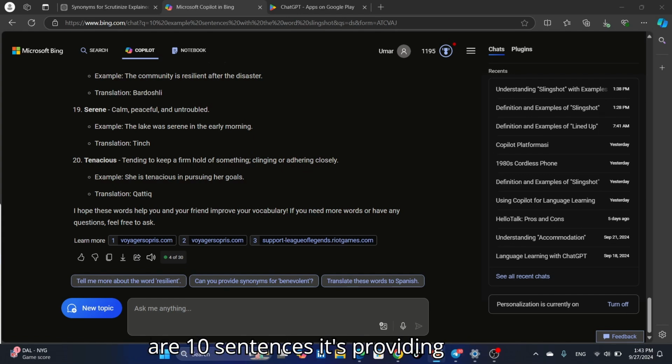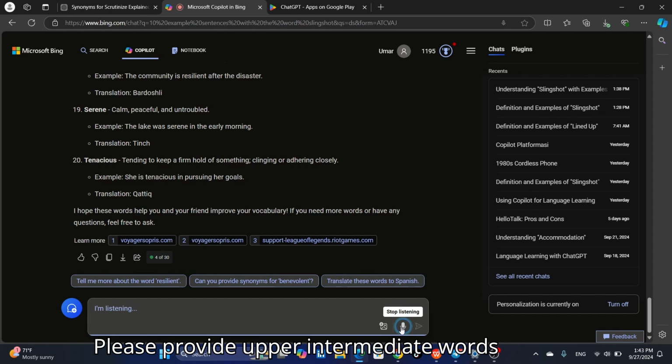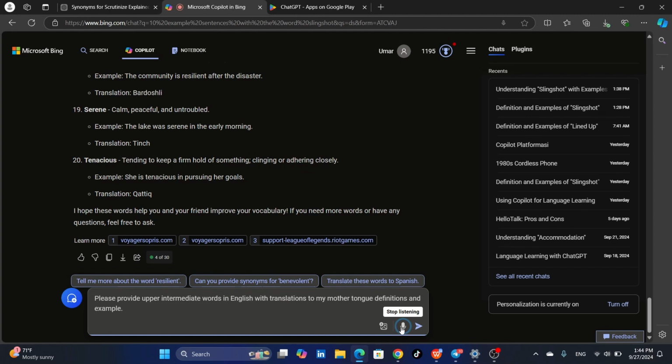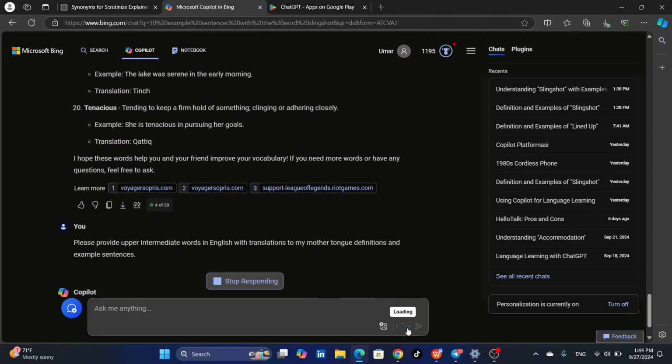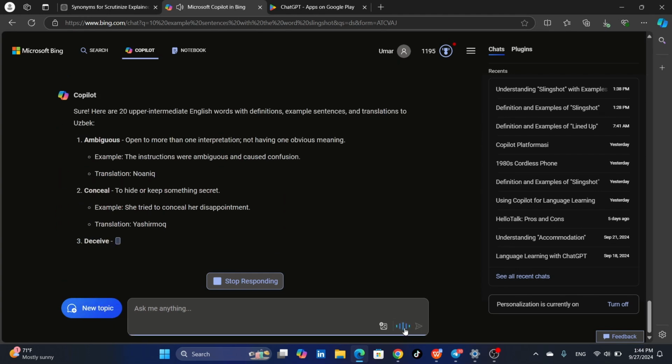There are 10 sentences it's providing. I'm going to show to you how I personally use it on a daily basis to have a better effect on my language. Let's go. Please provide upper intermediate words in English with translations to my mother tongue, definitions, and example sentences. Sure. Here are 20 upper.